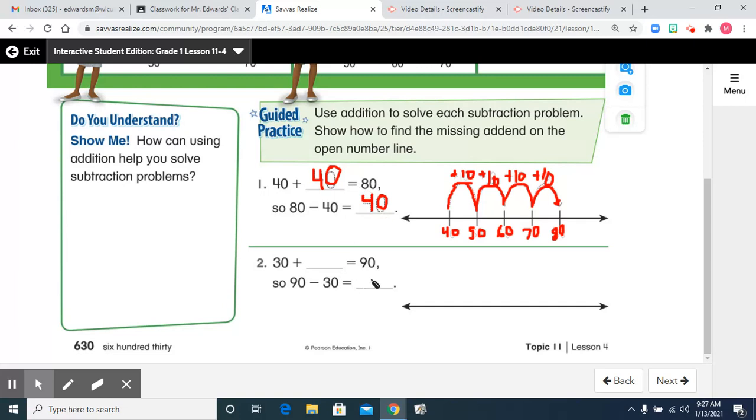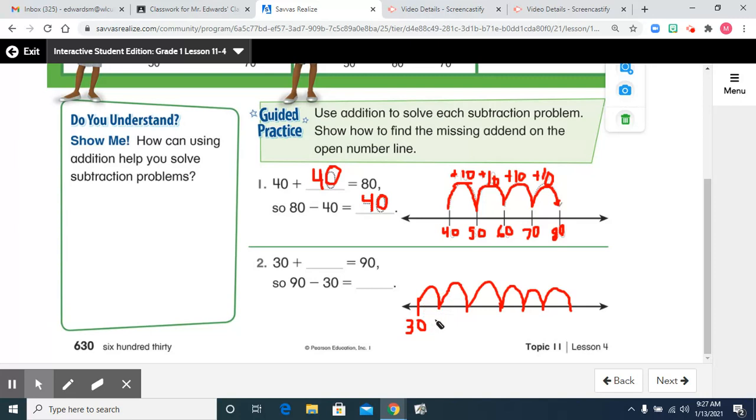Now, you try number two by yourself, and then we'll go through it together. Okay, so let's add first. Let's start on 30 plus, we don't know, but we have to get to 90. Okay, so let's count by tens, start at 30 until we get to 90. So everybody say 30, 40, 50, 60, 70, 80, 90. Okay. All right. Draw your lines.